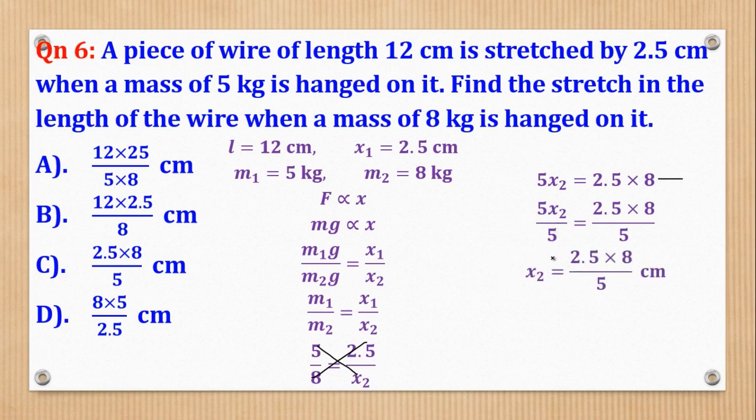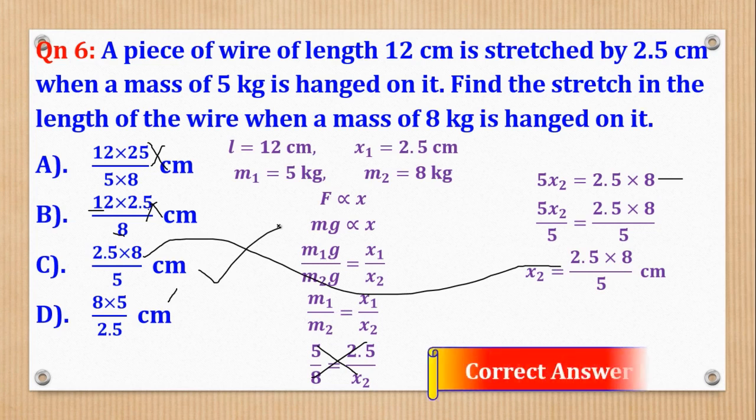Now you realize that of these options, this one is not okay because there is 12 and there is 8. This one is okay and this one is not okay. So the only option was C.